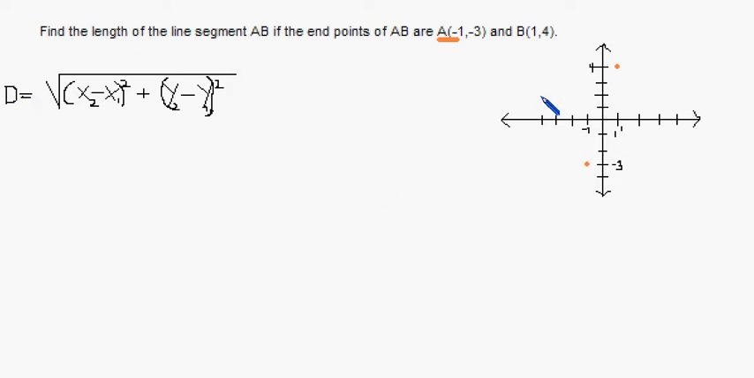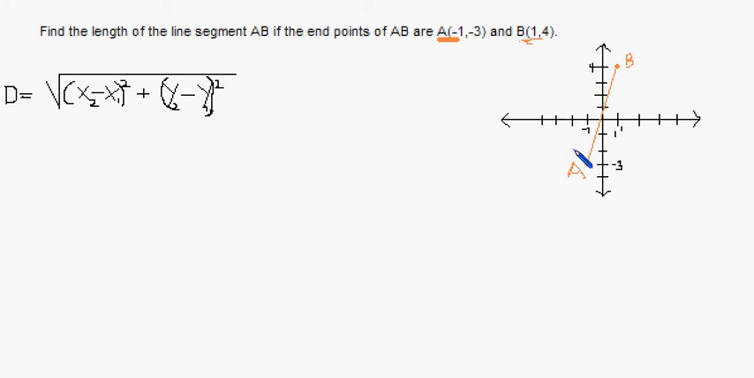Now if you really want to draw a line segment that has those two endpoints, we can just connect the two dots together and we get the line segment AB. Now remember that this point here is the A point, and this point here is the B point. These are the points given to us.